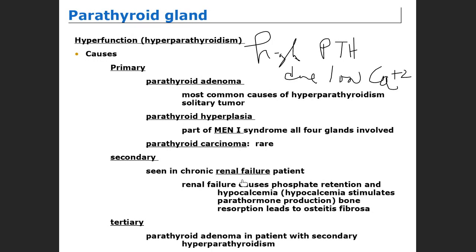Secondary is due to renal failure. Essentially, someone who already has this condition, renal failure, is trying to bring in a lot of PTH. Therefore, the cells started to proliferate. So we call that parathyroid adenoma occurring within the secondary patient. And that we call tertiary.